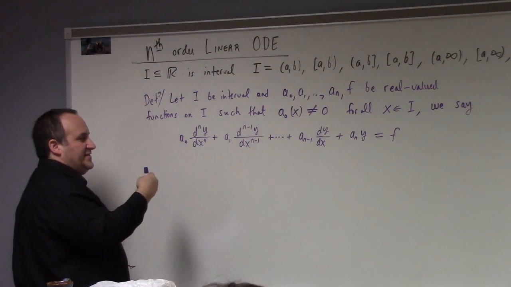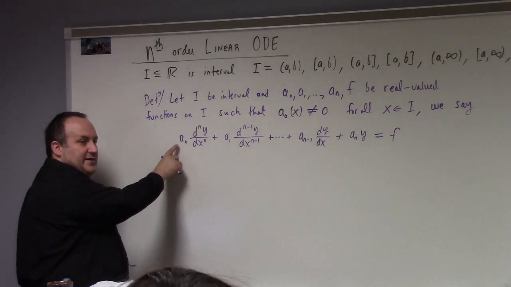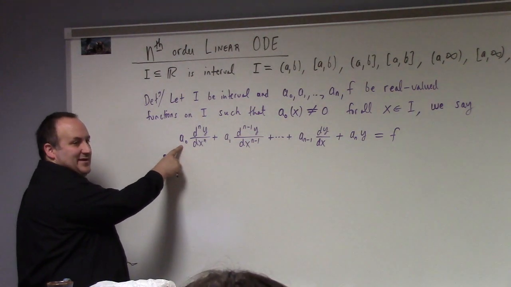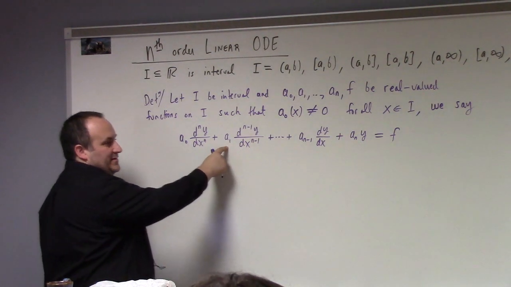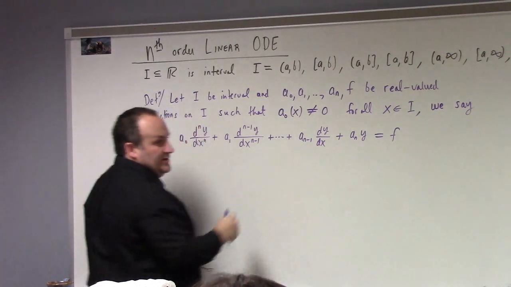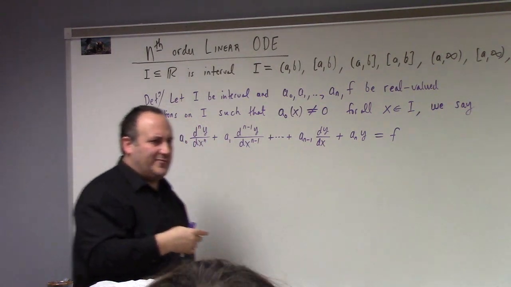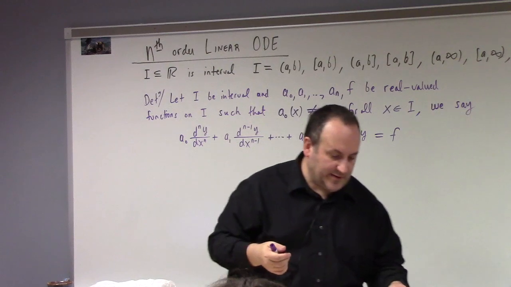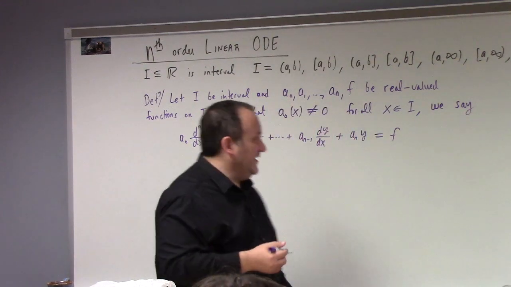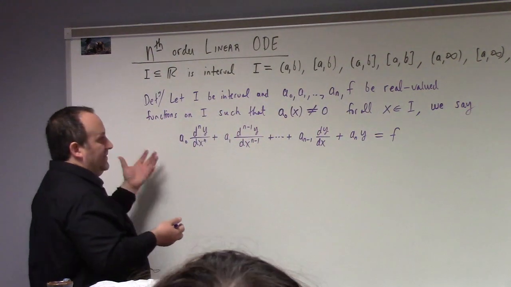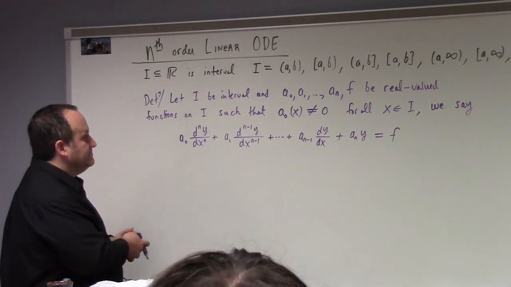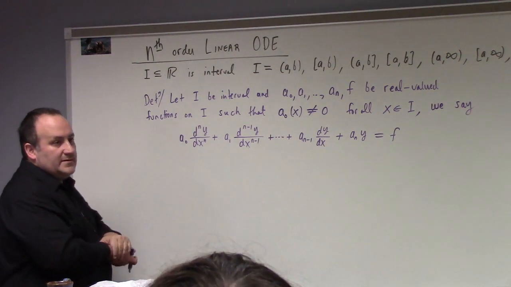So I'll just tell you what's in my mind. Sometimes I would enumerate these like this: a_n, a_(n minus 1), down to a_1, a_0. So some other day I might number them that way. It's just a question of labeling. Anyway, this is an nth order linear differential equation. All right, that's what it is.